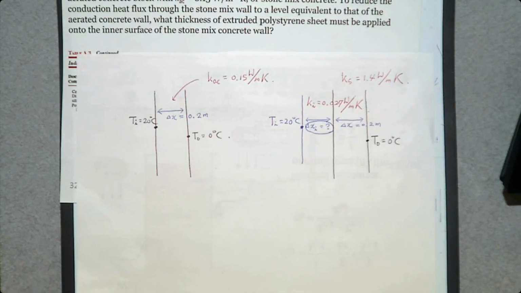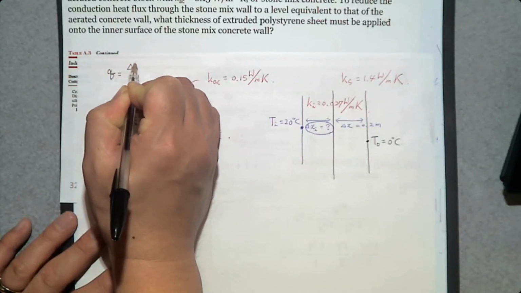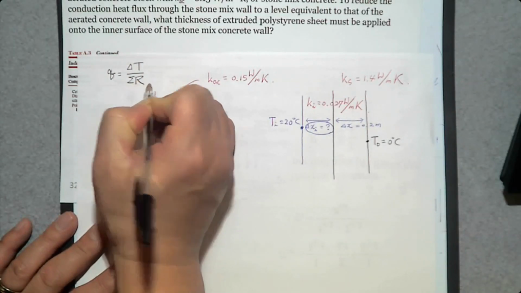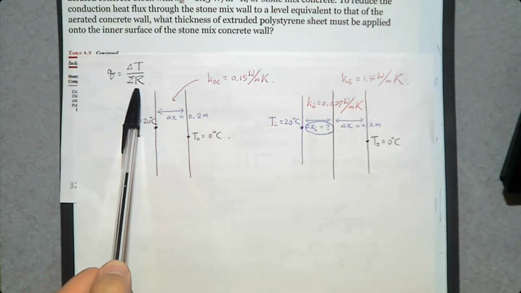So let's calculate the rate of heat transfer. How can we do that? The rate of heat transfer can be determined by this equation. Q is delta T, the temperature difference, over the sum of resistances. Then, for this aerated concrete block, what is delta T? 20 degrees Celsius and 0 degrees Celsius. Then what is the resistance? This is a solid wall, so the only heat transfer is going to be by conduction. So how do we determine the resistance by conduction?